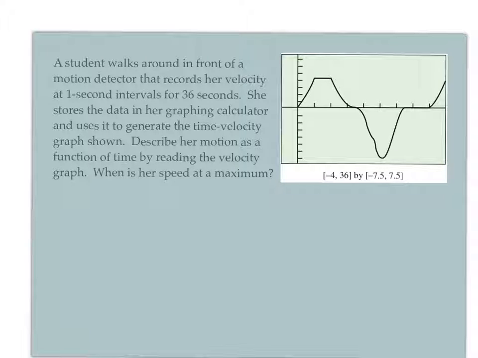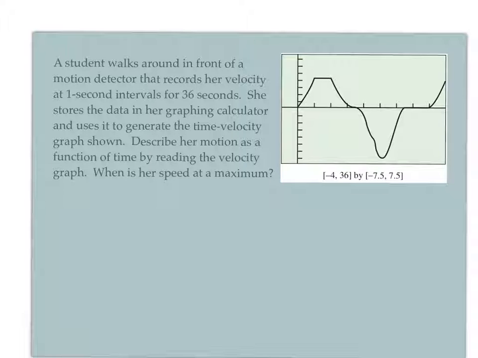Now, here's the kind of situation you're going to see. You're going to be given graphs a lot that you're told are either velocity graphs or position graphs, and then you're going to be asked a bunch of questions about them. So here it says this is a student who's walking in front of a motion detector that records her velocity at 1 second intervals for 36 seconds. So that's what this is. She stores the data in her graphing calculator and uses it to generate this time velocity graph. Amazing.